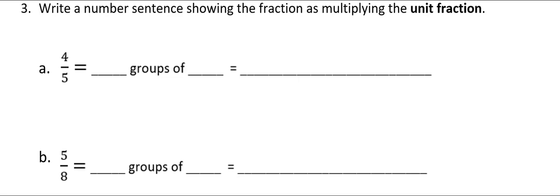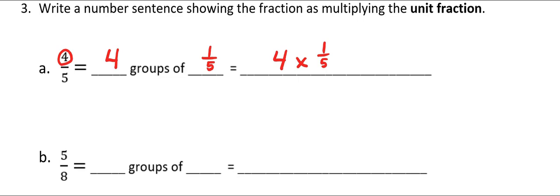And in the last section, I'm going to show the fraction as a multiplication problem where I'm multiplying the unit fraction, and this time I'm not using any sort of visual. So I'm starting with the fraction 4/5. That means that I'm going to have 4 groups of 1/5, because the numerator is telling me I have 4 unit fractions. As a multiplication problem, that would be 4 times 1/5. 4 groups of 1/5 is equal to 4/5.